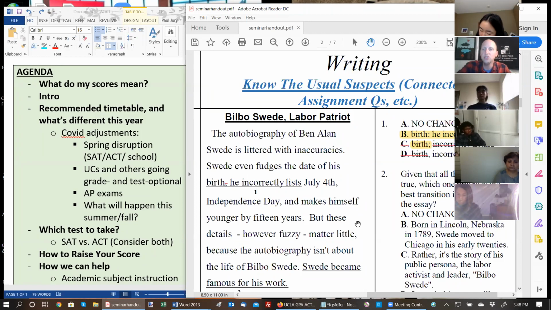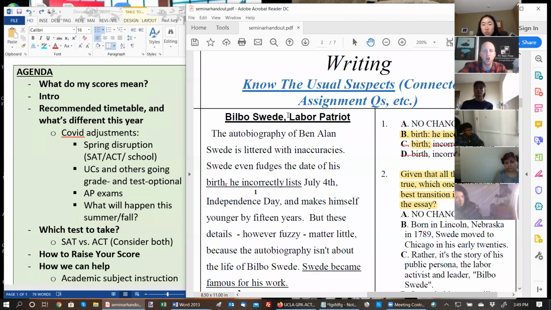The other thing that they do, and this is another big one besides connectors, it's their number 1 favorite thing to do, is questions that aren't about grammar. I said it was 75% grammar. It's 25% something else, and the something else is this. You guys see how question 2 just has a different format? Instead of just going right into no change, it asks you a question. It says, given that all of these are true, which one best provides the best transition into the rest of the essay? This is not about grammar. These assignment questions are not about grammar. They get into something different, namely, can you follow what's going on?